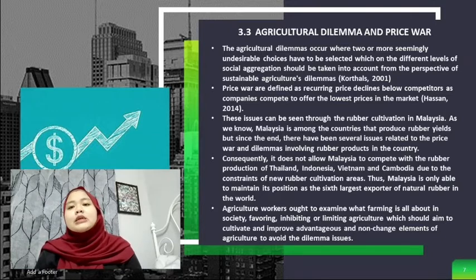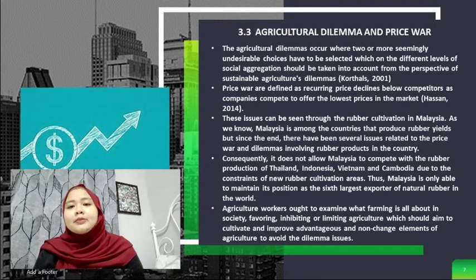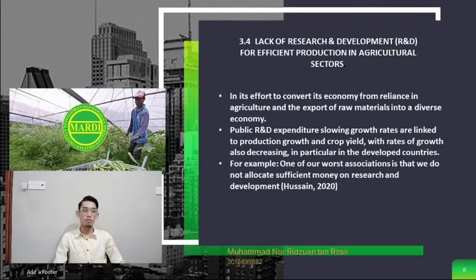Agriculture workers ought to examine what farming is all about in society, favoring, inhibiting, or limiting the agriculture. We should aim to cultivate and improve advantages and non-change elements of agriculture to avoid the dilemma issue.